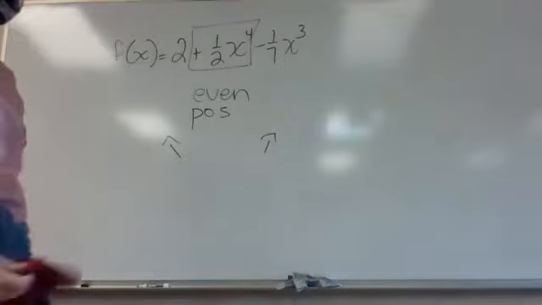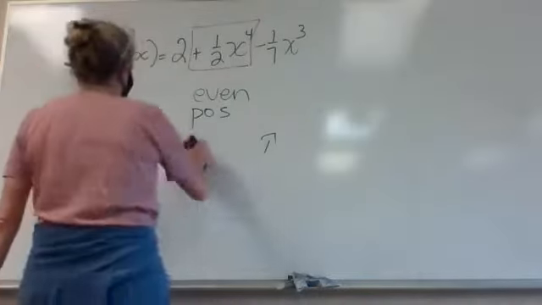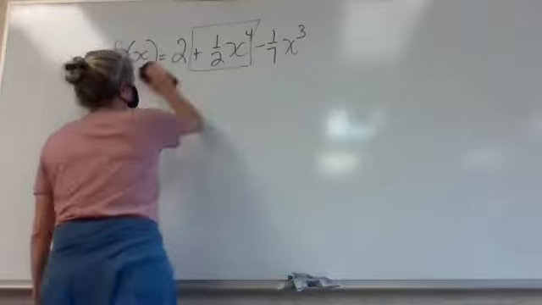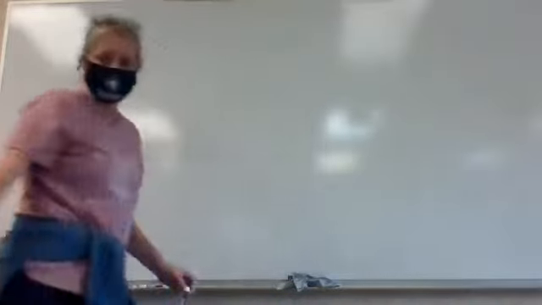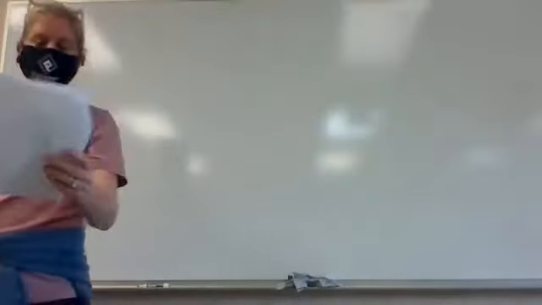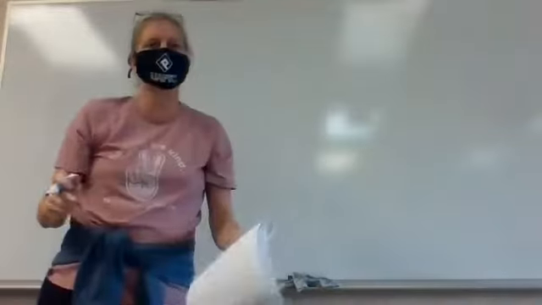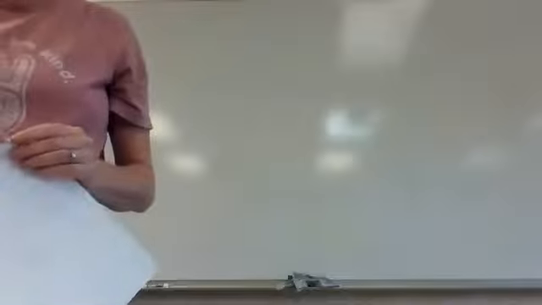which tells me both ends will be going up. Okay, number five. All right, the rest of these problems are just going to be talking about different things about the zeros of the graph, which are the x-intercepts.